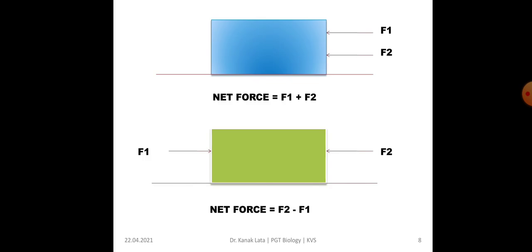Here you can see in the first case the net force is F1 plus F2. Why? Because F1 and F2 are applied in the same direction on the block. In the second figure, F1 and F2 are applied in opposite directions. So the net force here will be F2 minus F1.